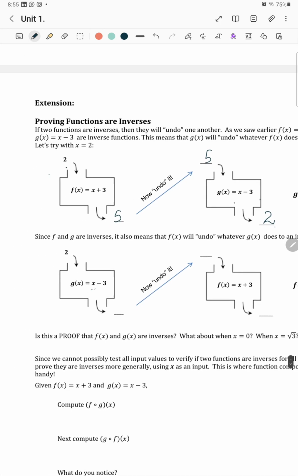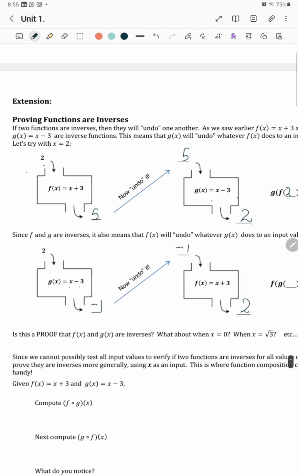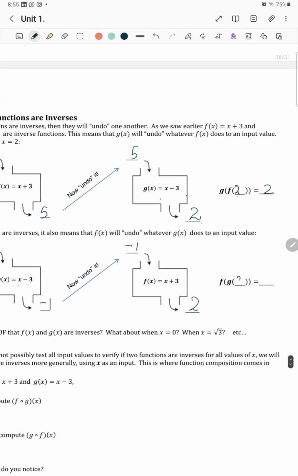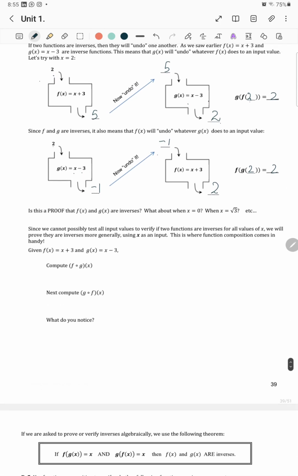So 2 minus 3 is minus 1. Here minus 1. Minus 1 plus 3 is plus 2. So f of g of 2 will also result in 2. It is a proof that f of x and g of x are inverses. What about when x is equal to 0 or x is equal to square root 3? Simply, we cannot possibly test all the input values to verify two functions are inverses for all values of x. We will prove that the inverse more generally using x as an input.